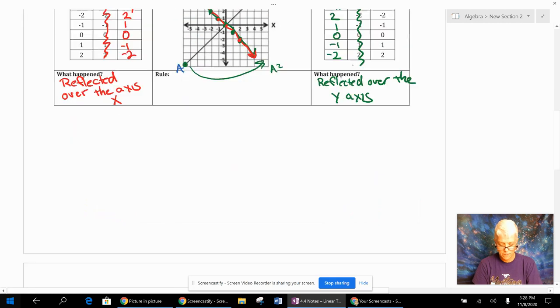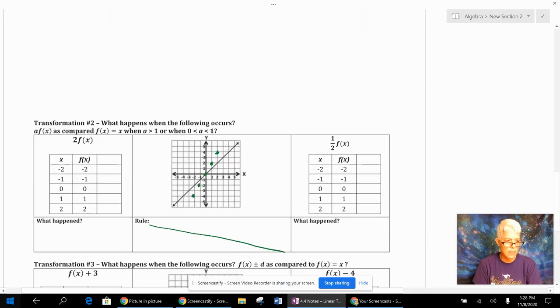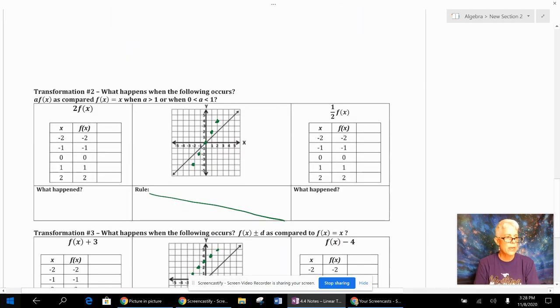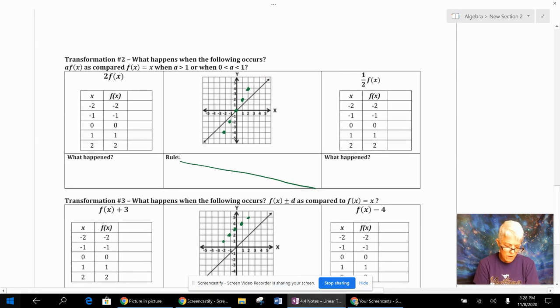You can remember that, right? Easy peasy. Okay, let's look at the next one. The next one is if I put something, what happens when the following occurs? What if, compared to the original function, A is greater than 1, or when A is less than 1, which means what I'm going to do is instead of this basic function here, instead of it being just a x and a y, what if this was 2y?